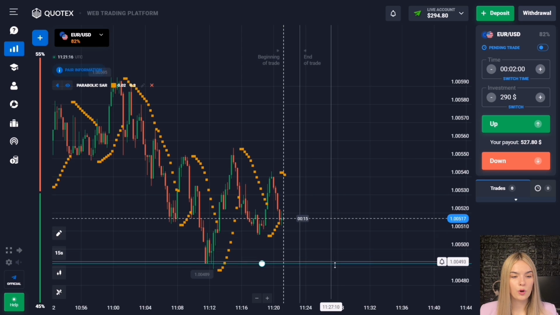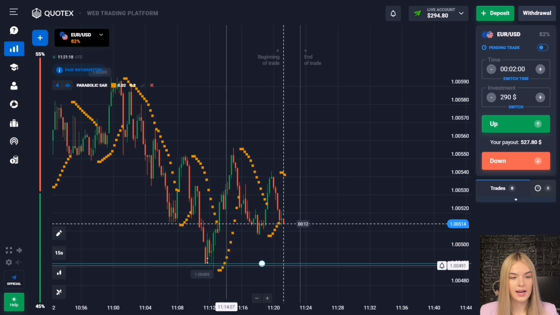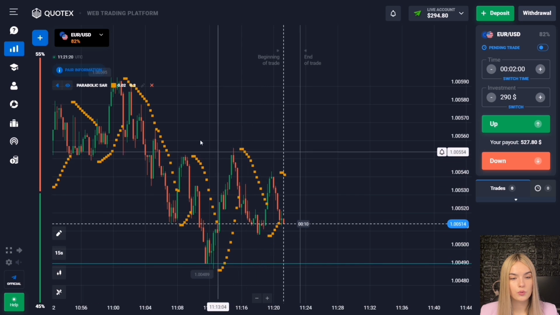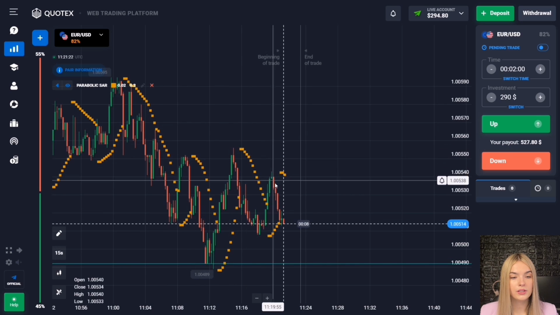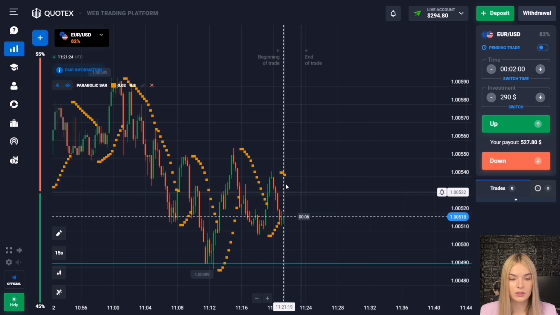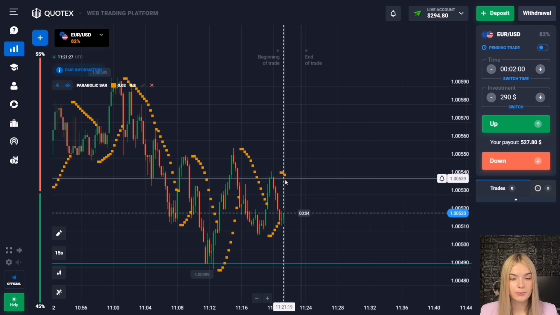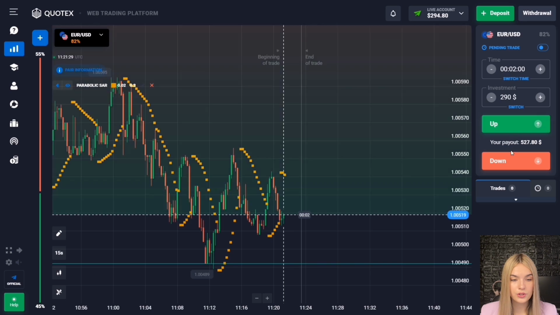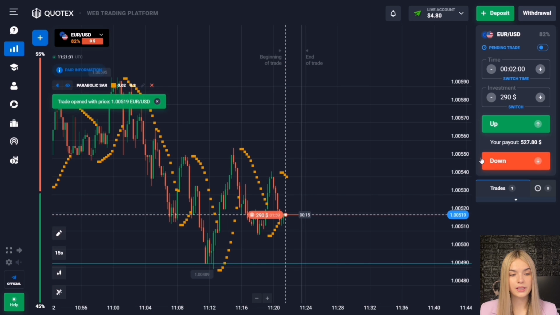We also see that at the moment there is a downward movement, price highs are getting lower. We have a level of support down here. There are also several points above our graph. In this situation, I also suggest opening a deal for 2 minutes to decrease.